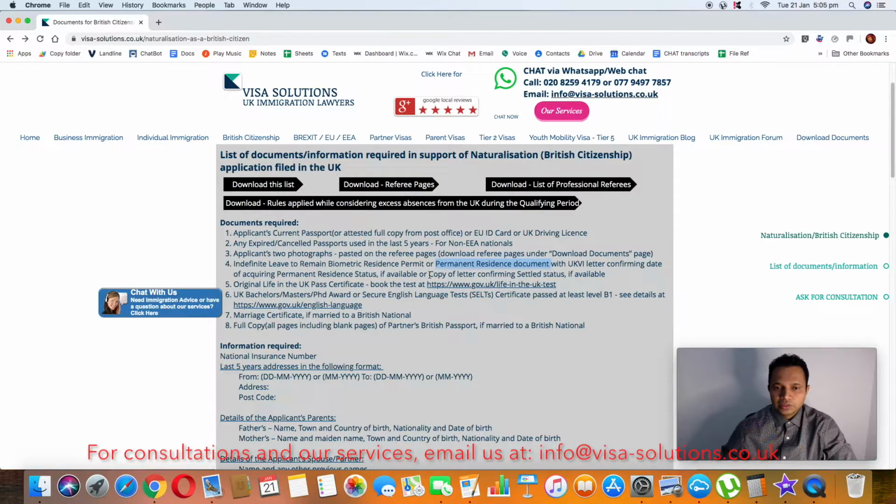Especially for European nationals, please be aware that from the date of approval of your settled status, the date of the letter that you receive in the email, you need to wait for at least 1 year to apply for naturalization. You cannot apply immediately after, irrespective of however long you have lived in the UK. So please be mindful of that. Your application will be refused if you apply before completion of 12 months from the date of approval of your settled status.